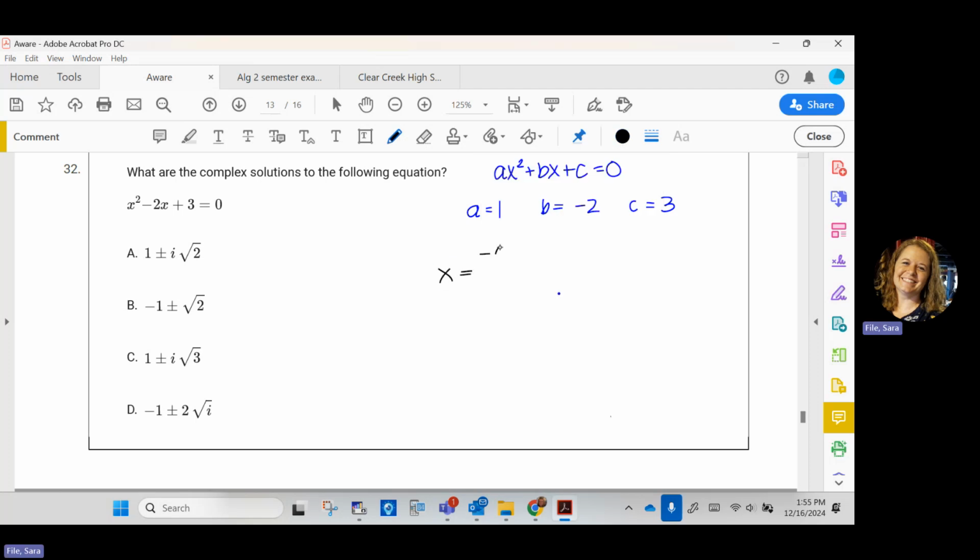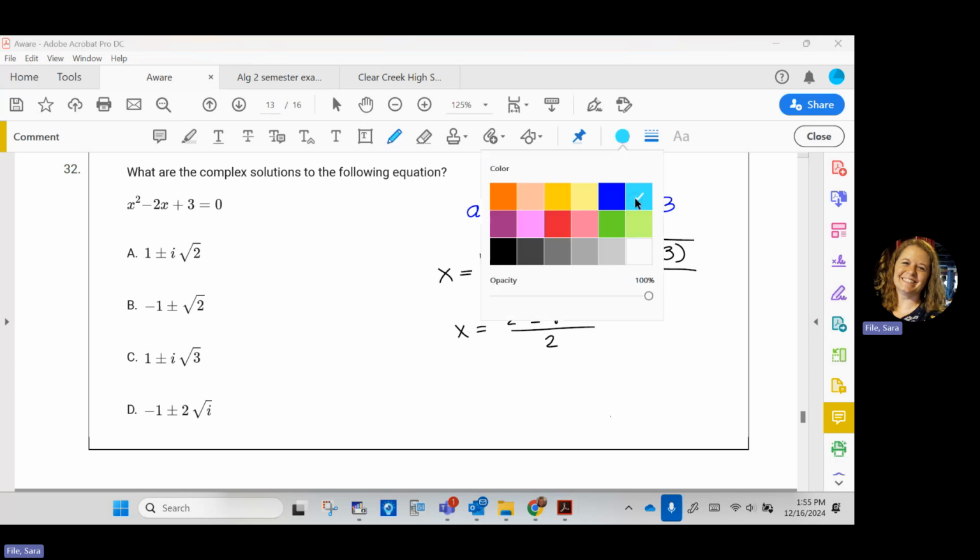So it's -b plus or minus the square root of b squared minus 4ac all over 2a. Now when I simplify this minus negative out here, that's going to become a +2 plus or minus the square root, and then my denominator is just going to be a 2. So now I'm just going to simplify what is under the radical.